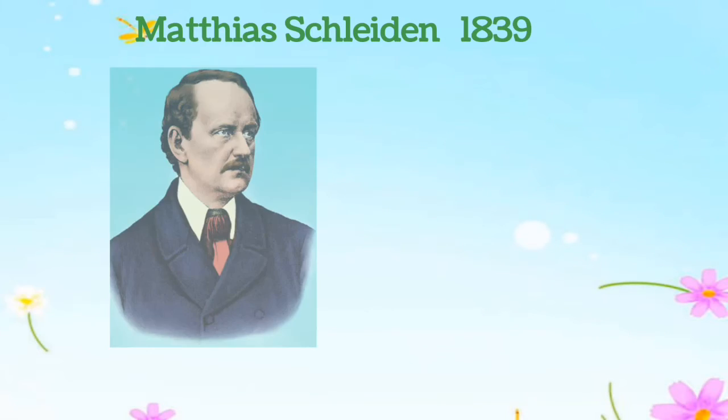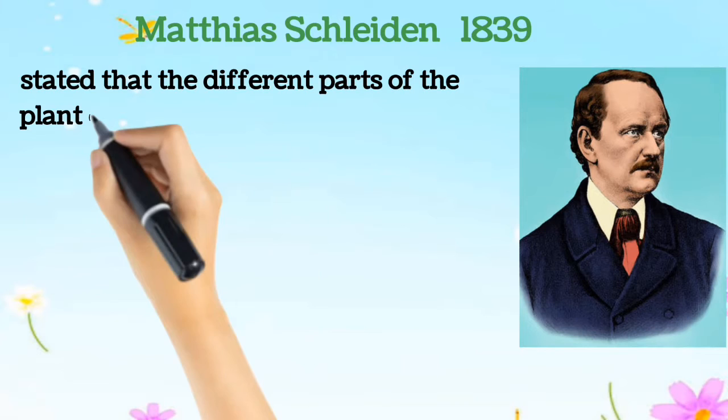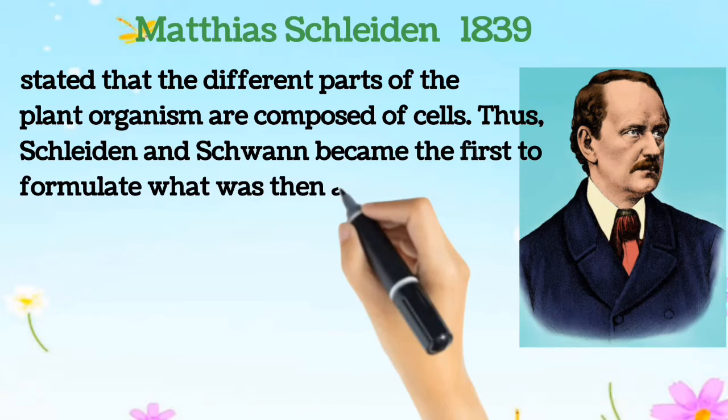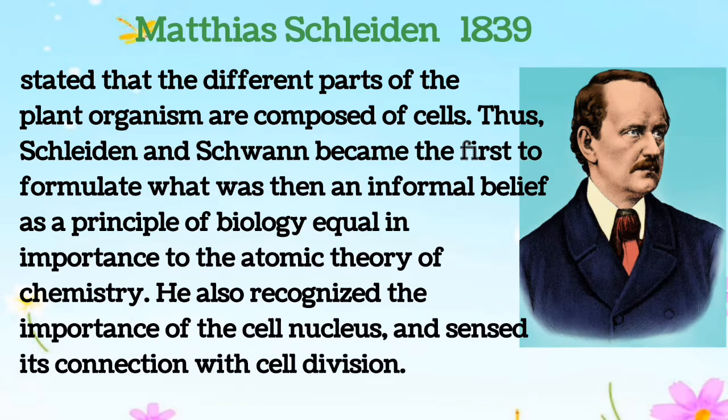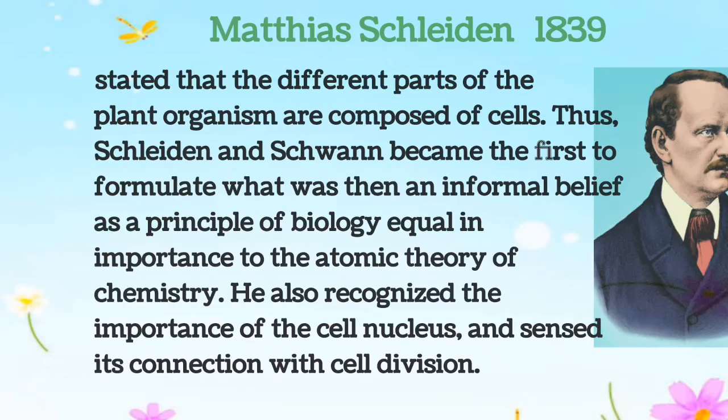Matthias Schleiden. Matthias Schleiden stated that the different parts of the plant organism are composed of cells. Thus, Schleiden and Schwann became the first to formulate what was then an informal belief as a principle of biology equal in importance to the atomic theory of chemistry. He also recognized the importance of the cell nucleus and sensed its connection with cell division.